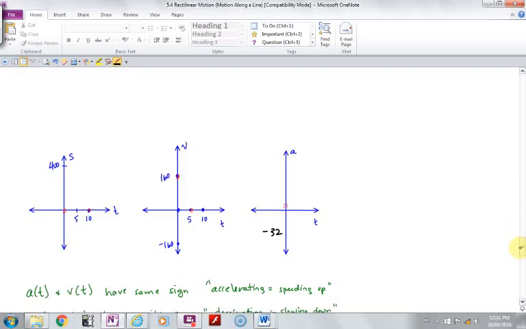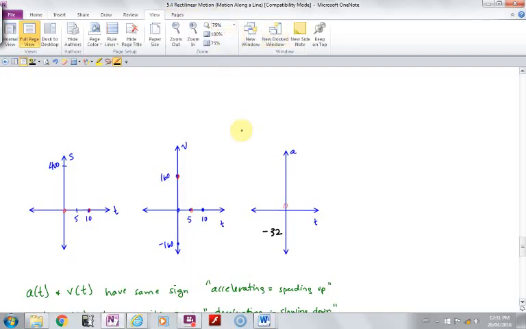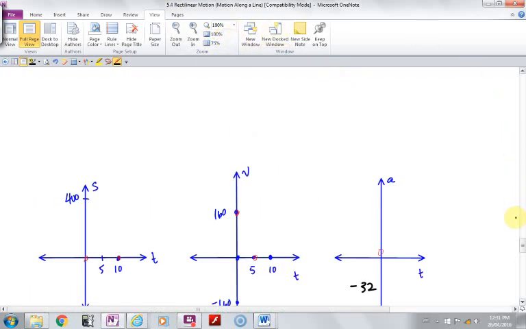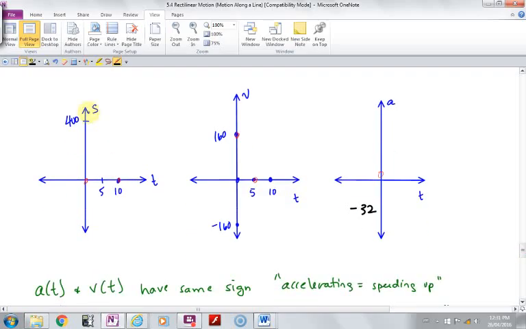All right, let's think about the graph here of this rock, the position function. It hits a maximum of 400. At 5 seconds, it's hitting its maximum, starting at 0 and coming back down at 10. So there's the position function graph.